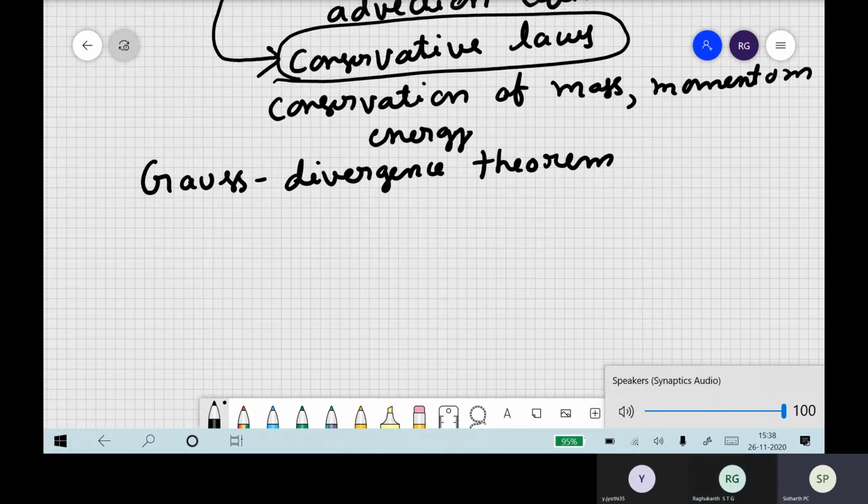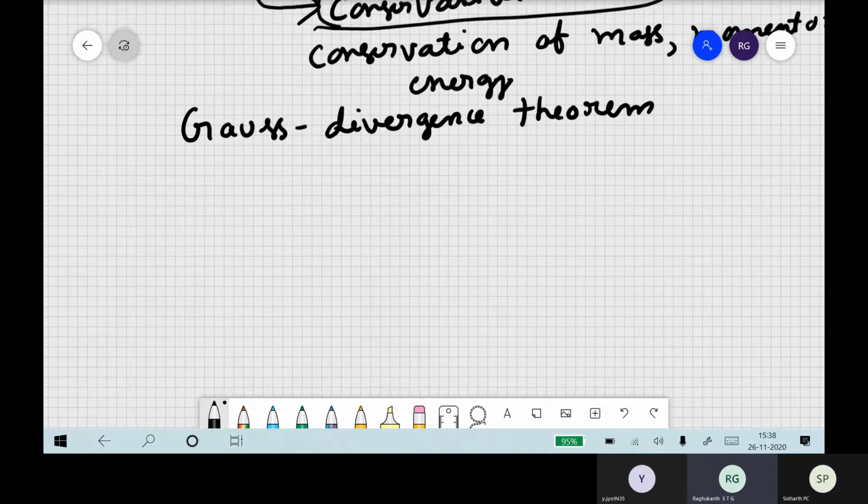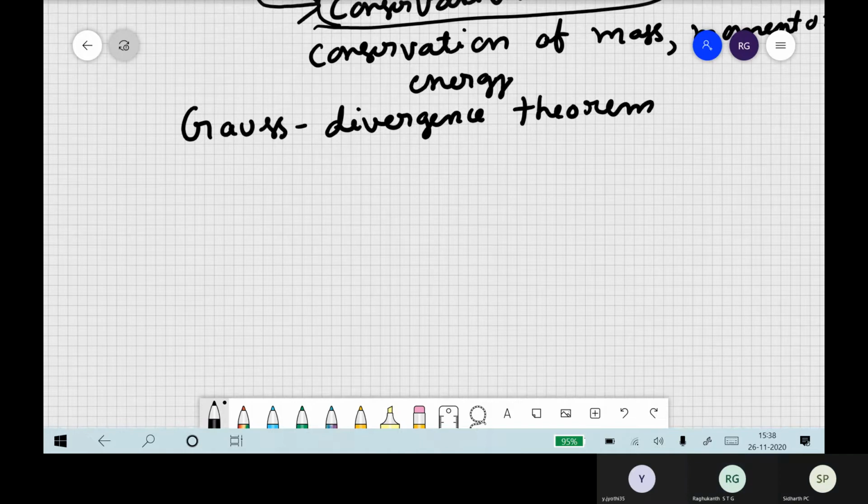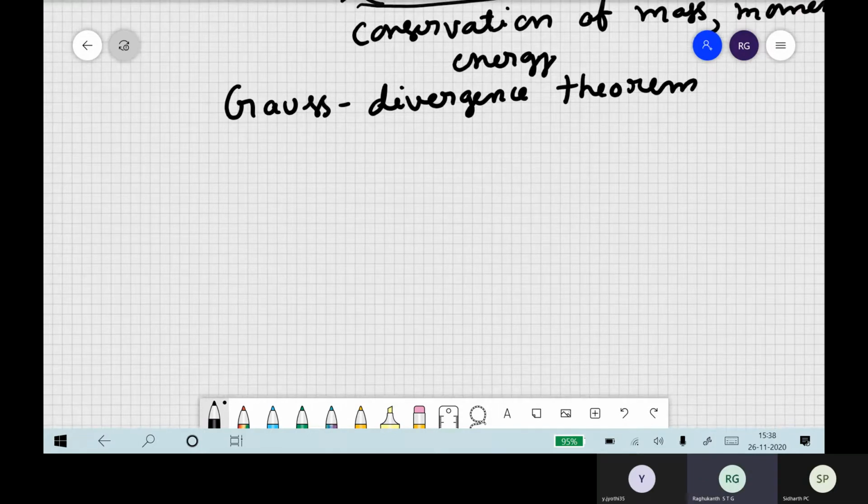Evaluating integrals. Where? Integrals, evaluating integrals. No, evaluating integrals only, but what is the speciality of this Gauss divergence? See, in solid mechanics, where have you used this Gauss divergence theorem? You remember?